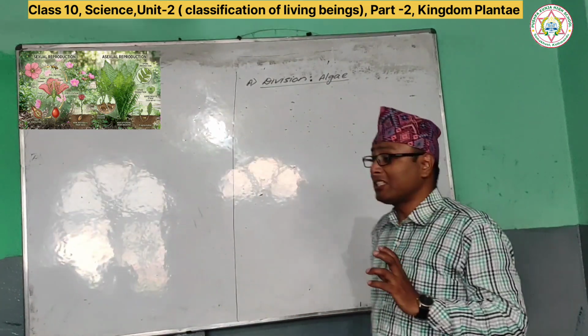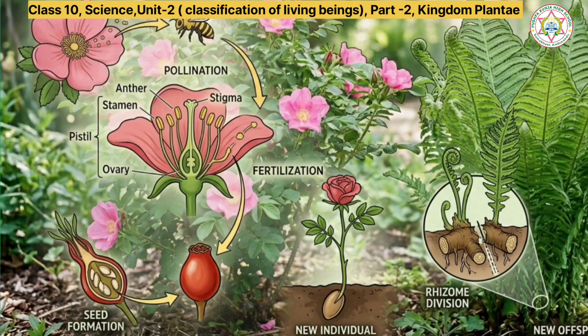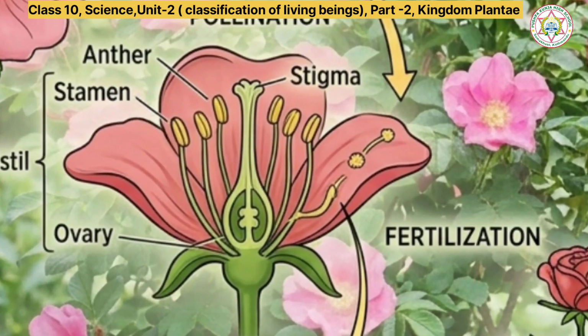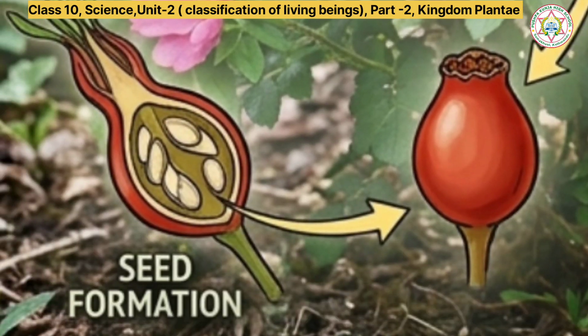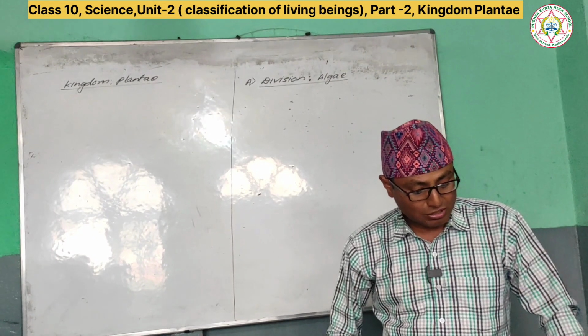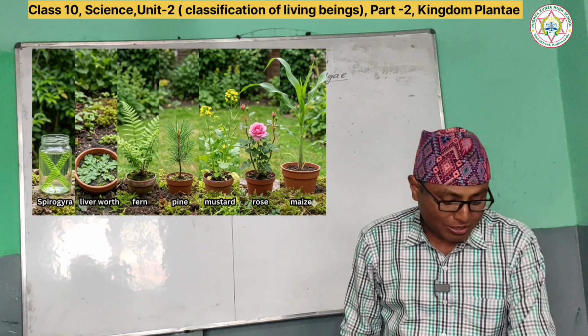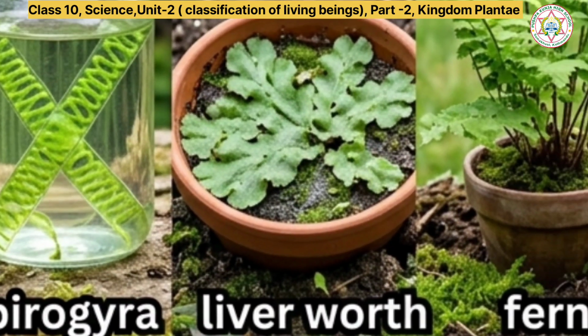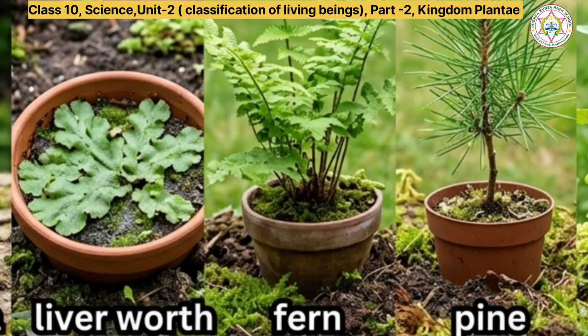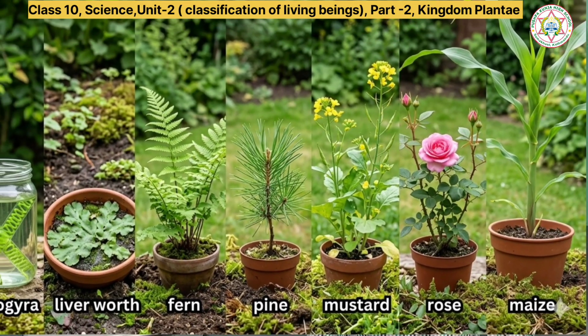Sexual reproduction means male and female gametes, in the flower there are androecium and gynoecium, and it produces the seed. So if reproduction takes place from seed, the flower forms, from the flower the seed, and from the seed a new plant comes, then it is sexual reproduction. So in a plant both sexual and asexual reproduction are possible. Alright. So common examples of kingdom Plantae are Spirogyra, liverwort, fern, okay, conifers like Pinus, flowering plants like mustard, rose, maize, etc. Alright.